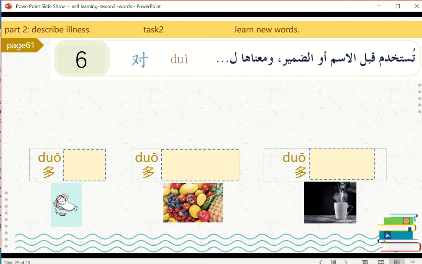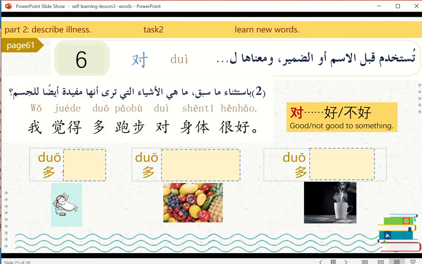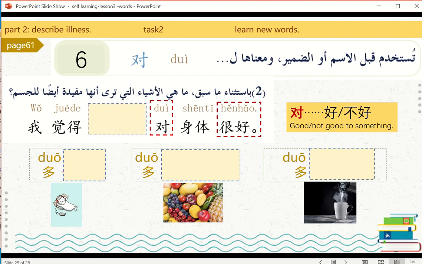对。We use 对 here to say something is good or not good. So 对 something 好 or 不好。It's good to something or not good to something. For example, 我觉得多跑步对身体很好。对身体很好，身体 body, it's very good to your body. So 对 in English can mean to the body, 对 something 很好, very good to something. 那么 what do you think is good to the body? What else do you think it is?